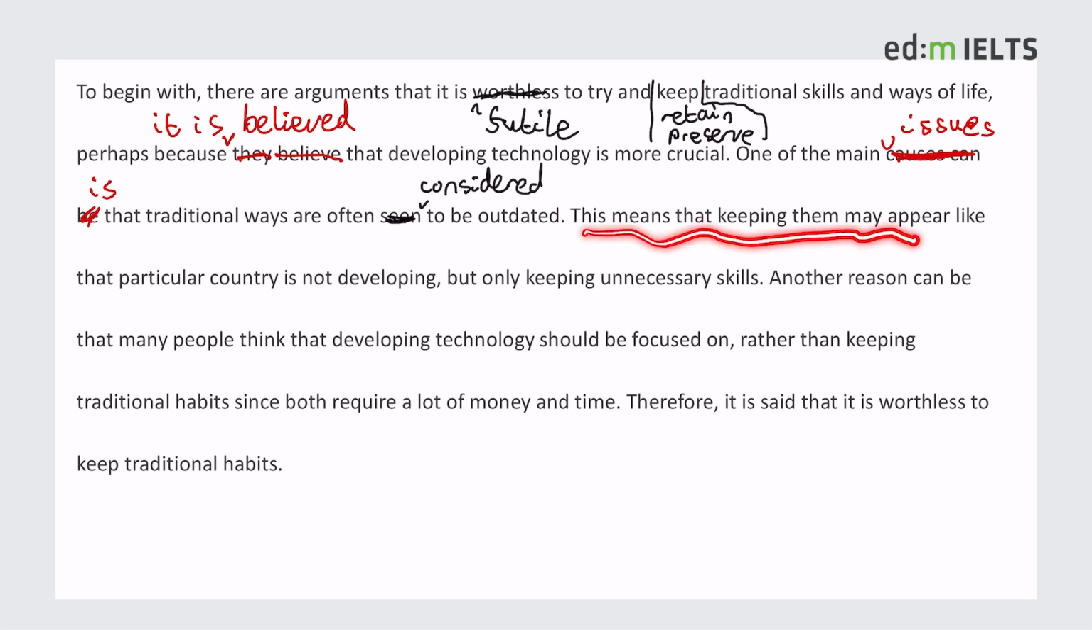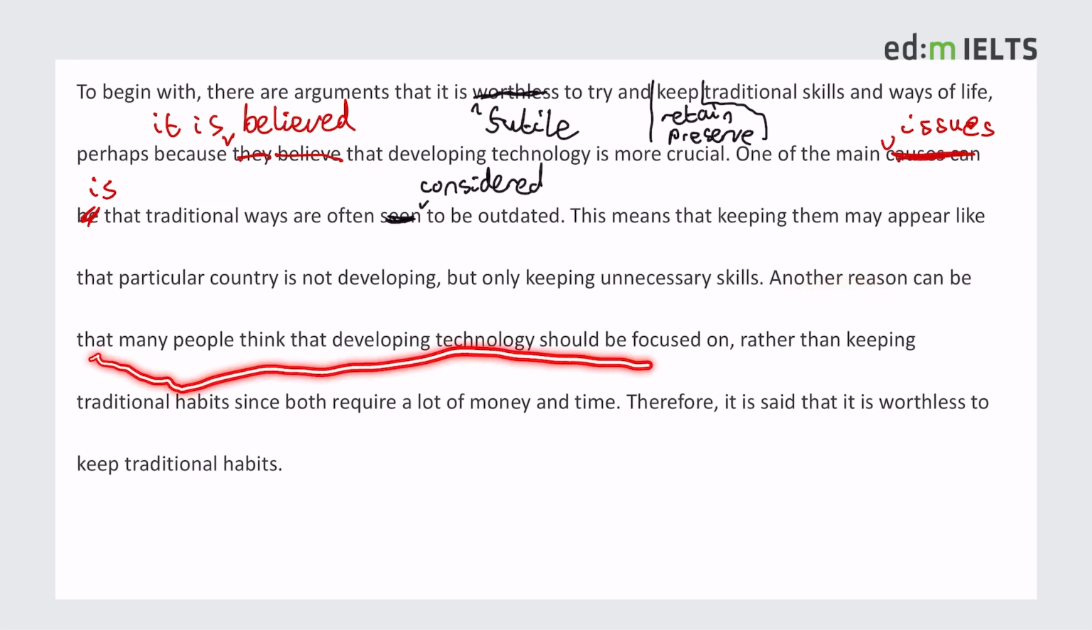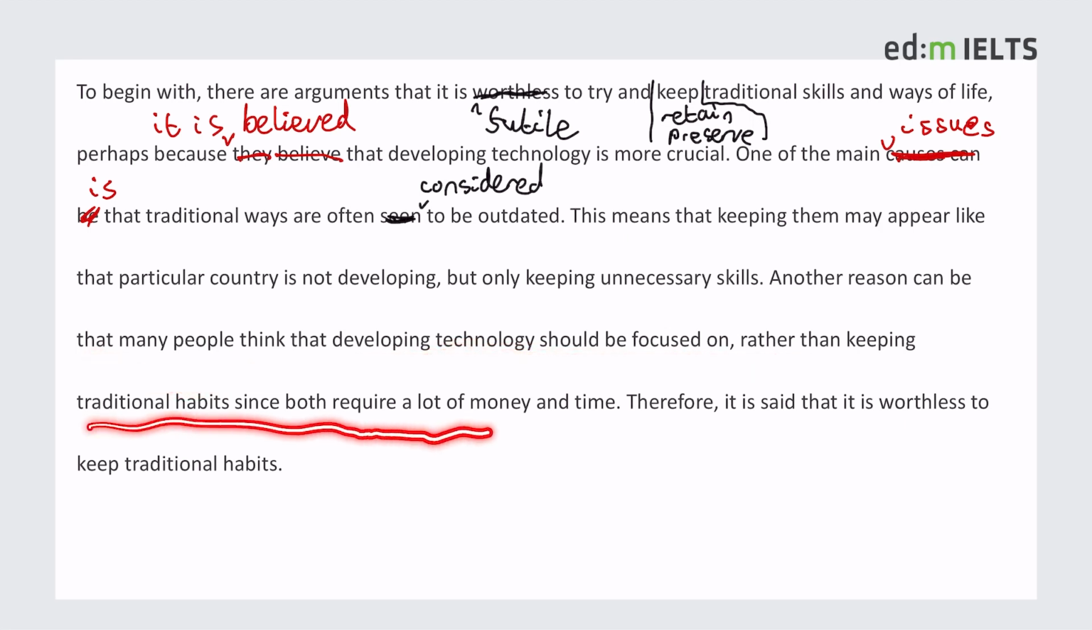This means that keeping them may appear like that particular country is not developed, but rather only keeping unnecessary skills. It's okay. Another reason can be that many people think that developing technology should be focused on rather than keeping traditional habits, since both require a lot of money and time.